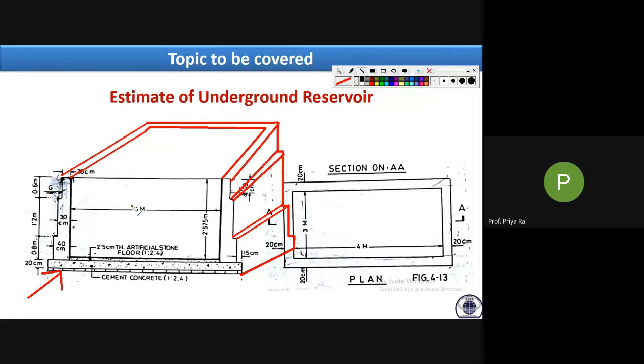Now we need to calculate all these items of work. First we need to identify what items of work are here. Then we will do the estimation work.